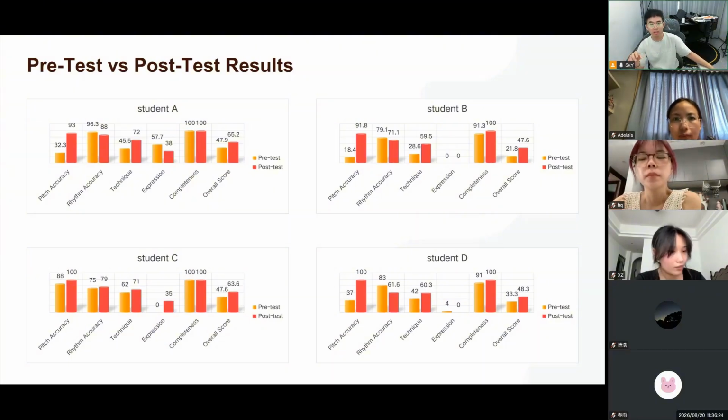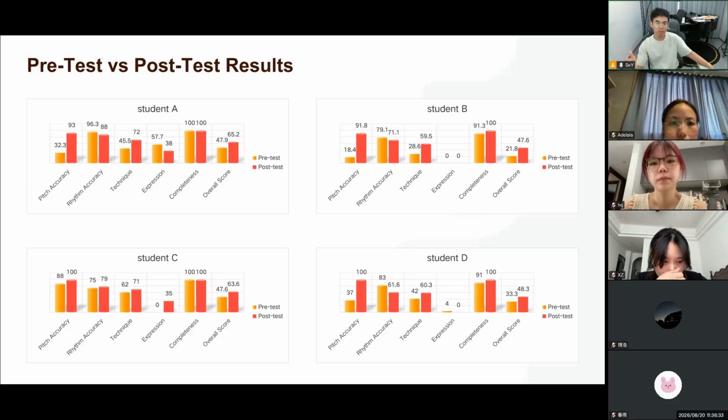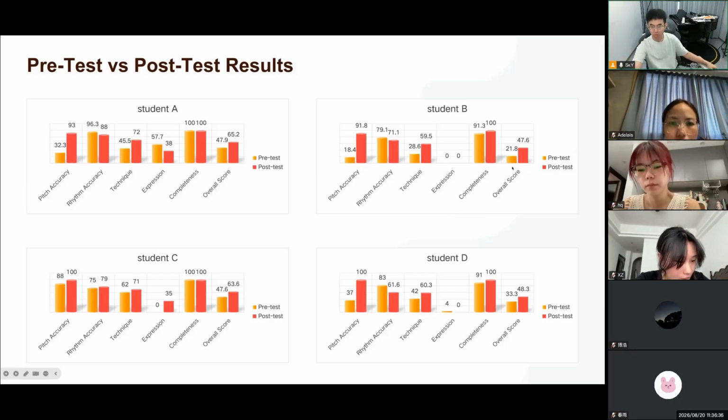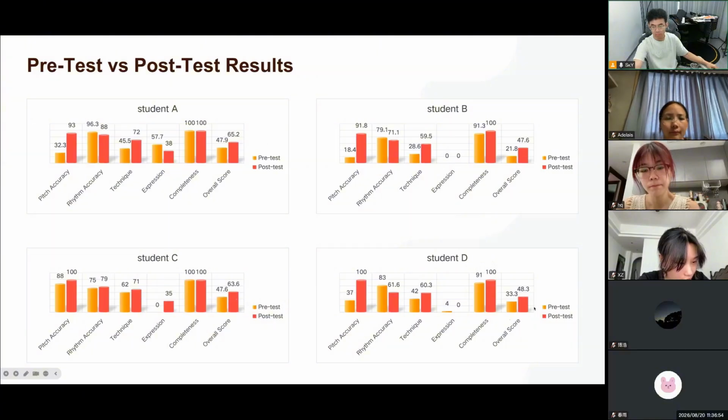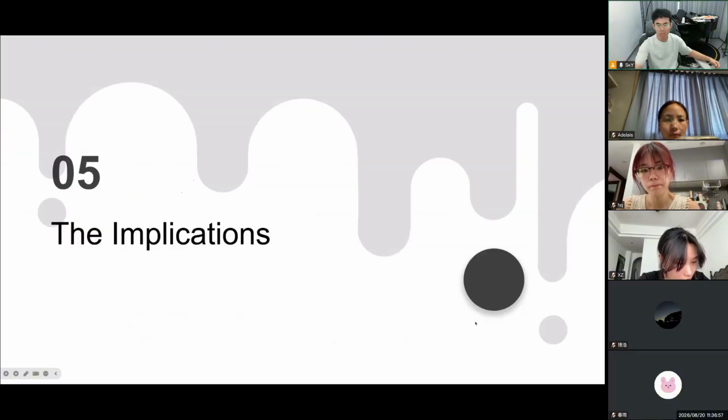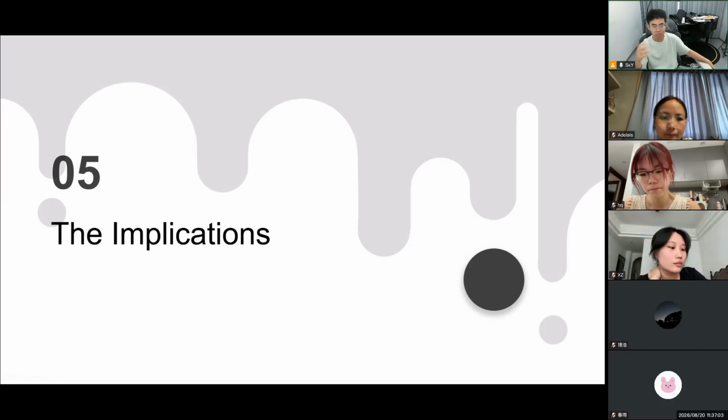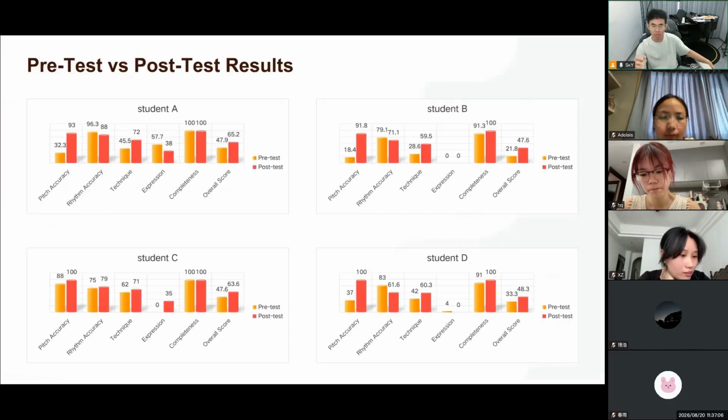We can see student A improved from 47.9 to 65.2. Student B improved from 21.8 to 47.6. Student C improved from 47.6 to 63.6. Student D from 3.3 to 4.8.3. These results show that after 6 pattern-based sight reading lessons, the students made progress in reading unfamiliar music.